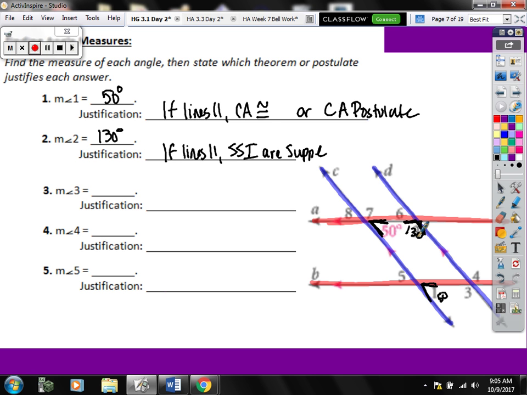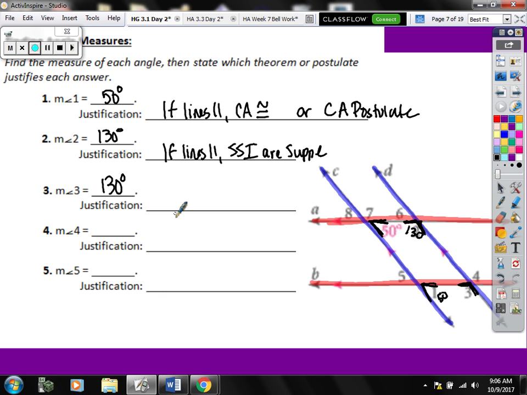Next one has to be for angle 3. Two possible justifications for this one. You can either look at how angle 3 and angle 1 are related, or you can look at how angle 3 and this 130 are related. Doesn't matter which one. What do we think? Maddie? 130? What reason do you think?